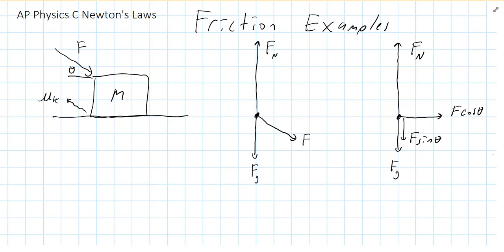Hey folks, I've got a few examples of Newton's second law involving friction. And what you may want to do is copy all this down. Let me describe it real quick. You've got a block with a mass m. You're pushing on it with a force F at an angle theta to the horizontal. And there's going to be a coefficient of kinetic friction, mu sub k, between the block and the ground.